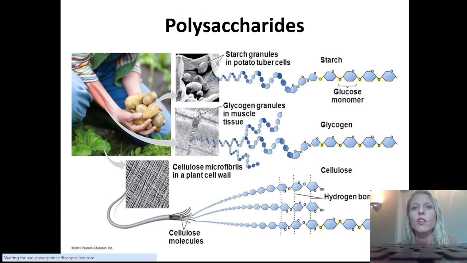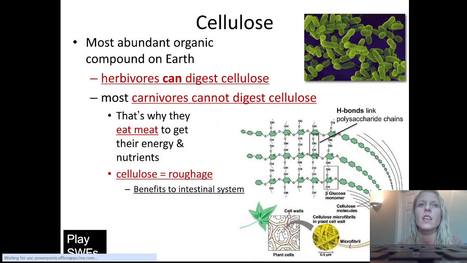Here's an example of looking at both cellulose and starch, and you can see how incredibly similar they look. They're not completely identical, but they're very, very similar in terms of the monomers that they're composed of. Cellulose is the most abundant compound on the planet, and herbivores, those lucky suckers, can digest it, but carnivores and omnivores like us cannot. That's why we eat meat to get our nutrients and proteins, but we also need to eat vegetables for our roughage.